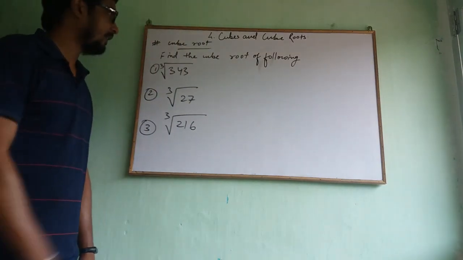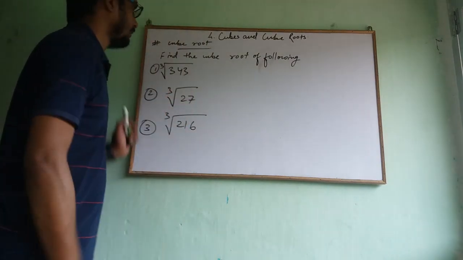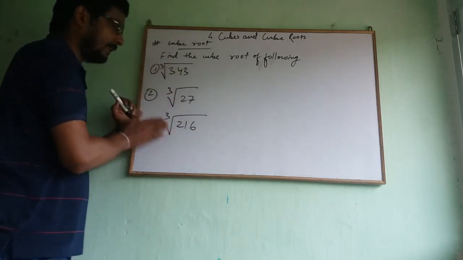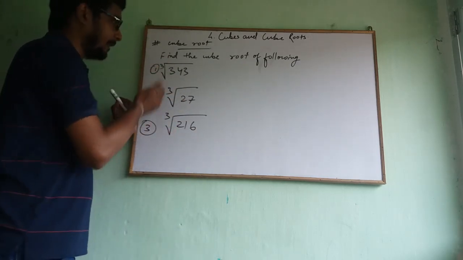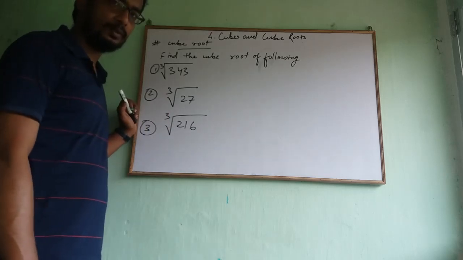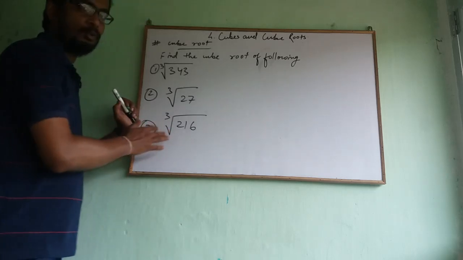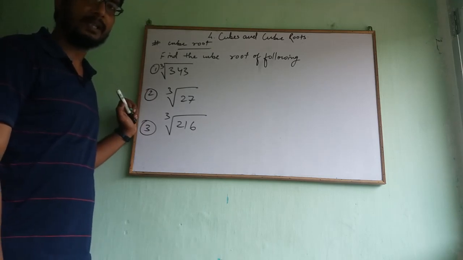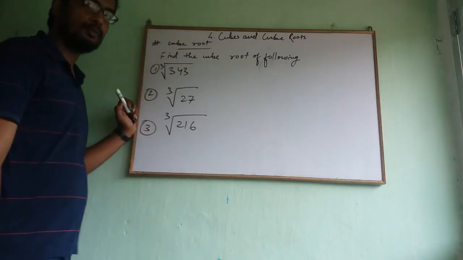Okay students, so let's come to our next topic, and this is the last one, that is finding the cube root of a number. So I have taken 3 examples here. You can see how we will find the cube root of a number. So for finding the cube root of a number, we will apply the same method, that is the prime factorization method, in order to find the cube root of the numbers.